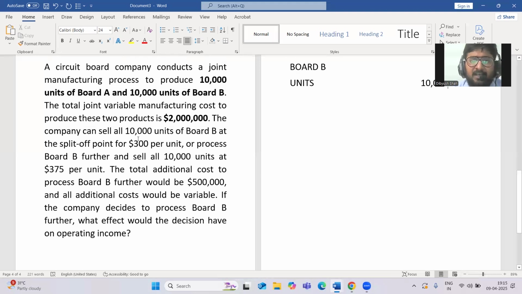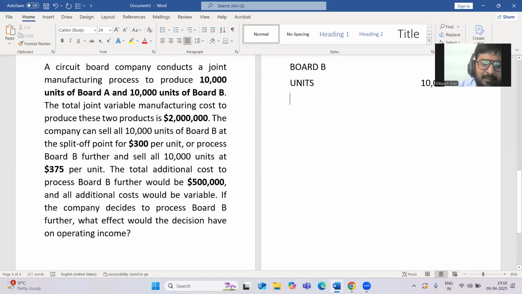So company can sell all 10,000 units of board B at the split off point for $300. So this is the selling price at split off per unit. Or process board B further and sell all 10,000 units at $375 per unit. So this is my final selling price per unit after further processing. Additional cost to process will be $5 lakh, and all additional costs are variable. Anyways, it's incremental. If the company decides to process board B, what would be the effect on income?